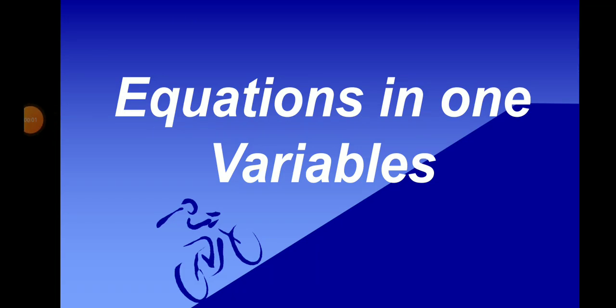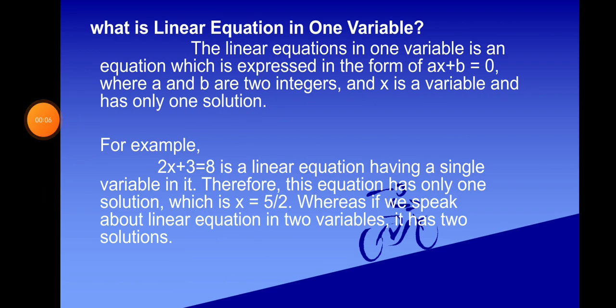Equations in one variable. So, what is a linear equation in one variable? A linear equation in one variable is an equation that is expressed in the form of ax + b = 0, where a and b are two integers and x is a variable, and it has only one solution. For example, 2x + 3 = 8 is a linear equation having a single variable in it.